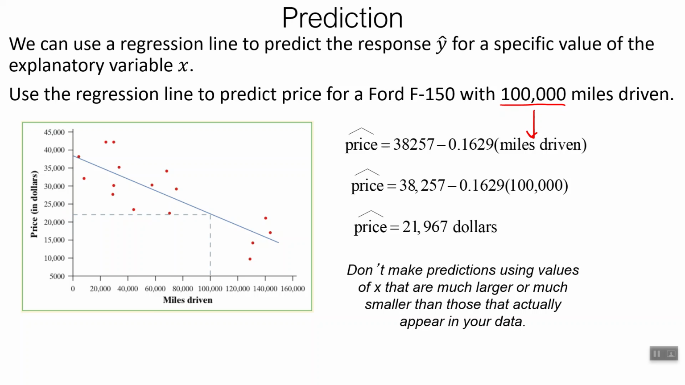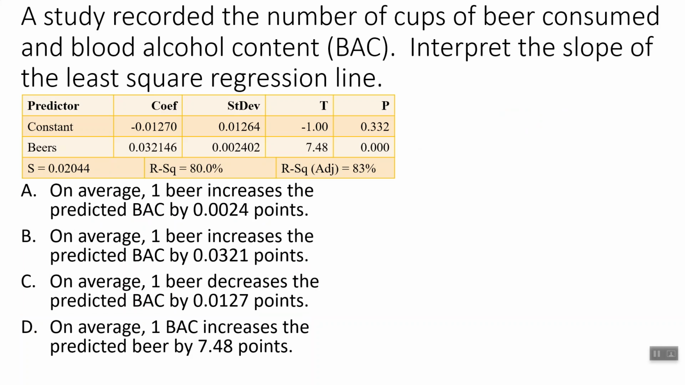And again, we didn't want to make predictions for something like 200,000 miles driven because it's not on our chart. And we couldn't make predictions for negative miles driven, but I don't know how you get negative miles driven with a car. Lots of going backwards, I guess. All right, so more examples.